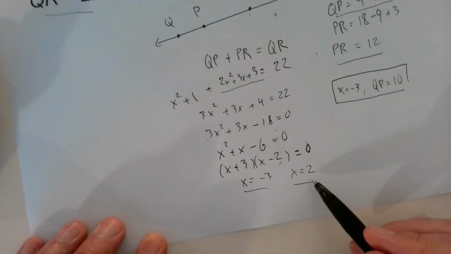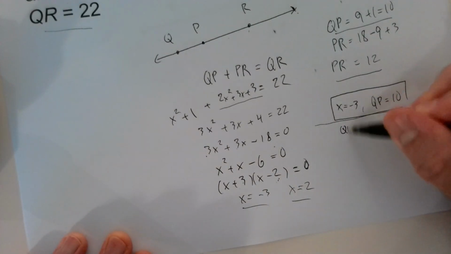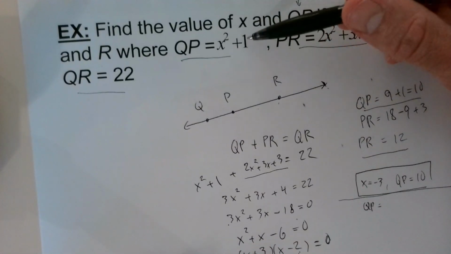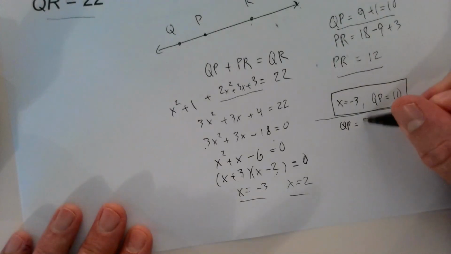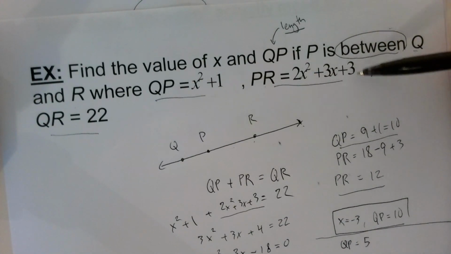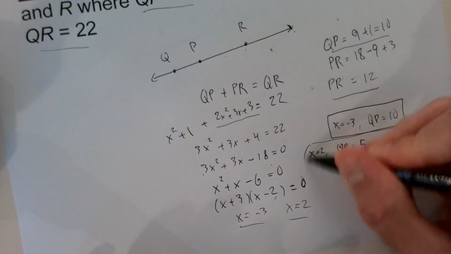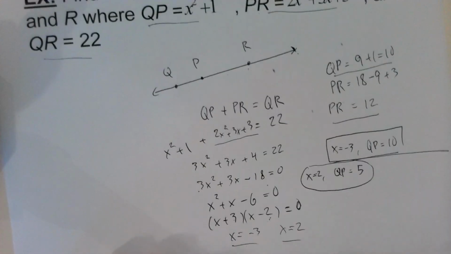Now I want to check x equals 2. Okay, so if x equals 2, QP is going to be, go back to what that is, 2 squared plus 1, it's going to be 5. And we also want to double check that PR will be positive. Well, these are all positive coefficients. If I plug in a positive, I know I'm going to get a positive. So if x is 2, QP will be 5. So here I get two different sets of answers, and that's going to happen sometimes. So just be ready for it.